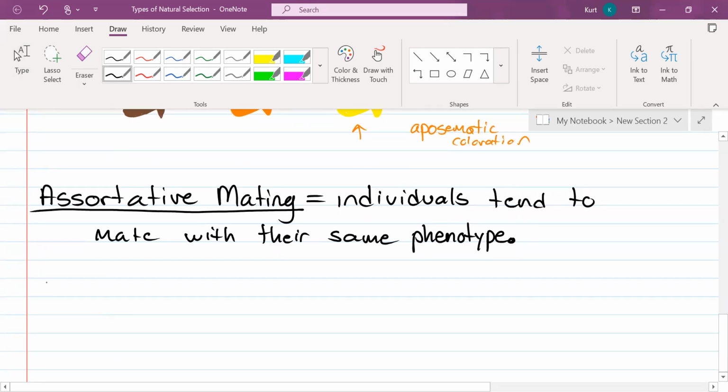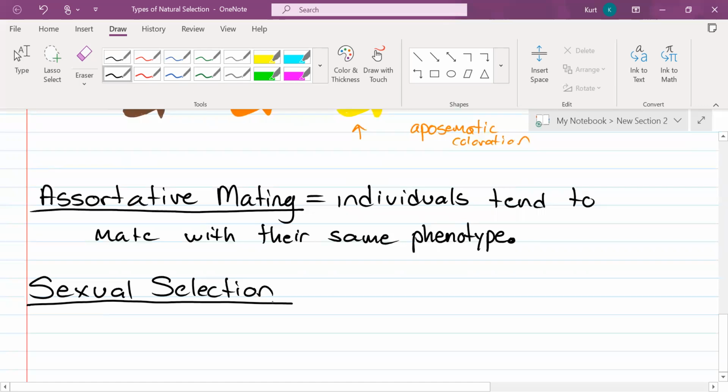Okay, and then we're going to get to sexual selection. This is why a lot of male animals, mammals in particular, have horns and antlers and tusks and spikes and all these different weaponry to fight other males, because they have to be the best. They have to show they're most biologically fit to get the girl. This is selection aimed at producing the most biologically fit offspring.